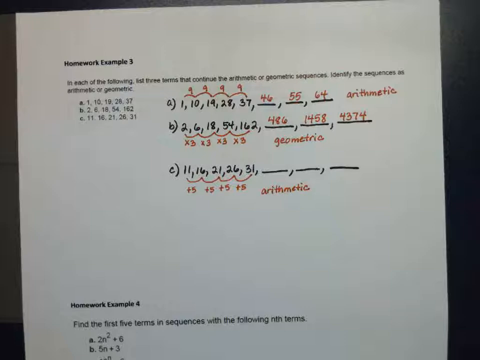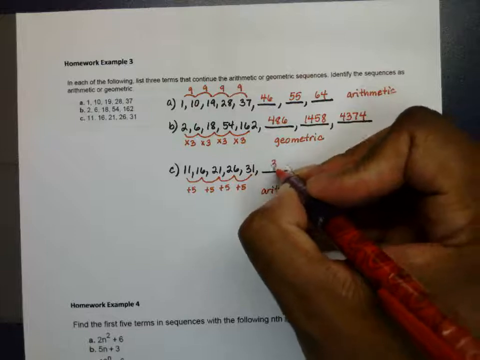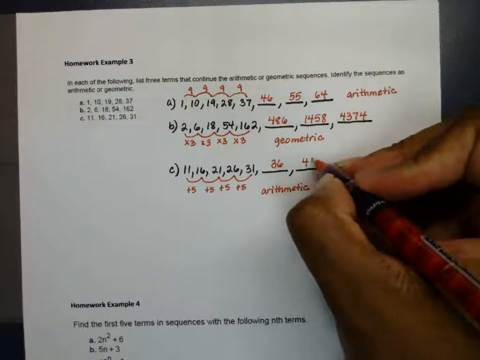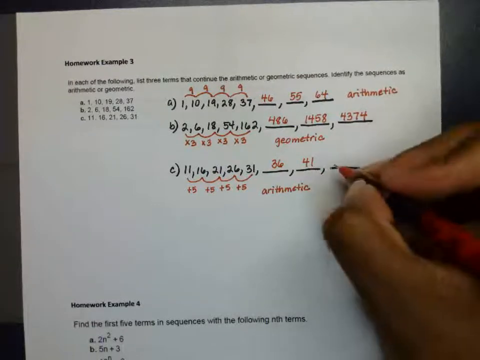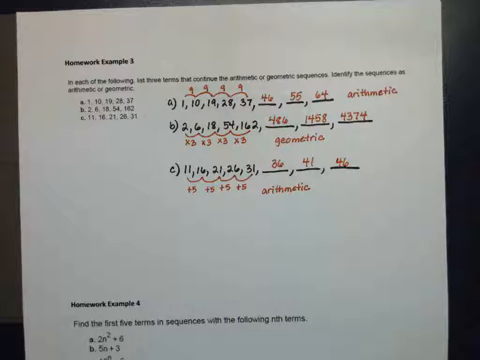So to get the next three numbers, I'll add 5 to the 31. That would give me 36. Add 5 to the 36, that would be 41. Add 5 to the 41, it'd be 46. So those are the next three numbers in that arithmetic sequence.